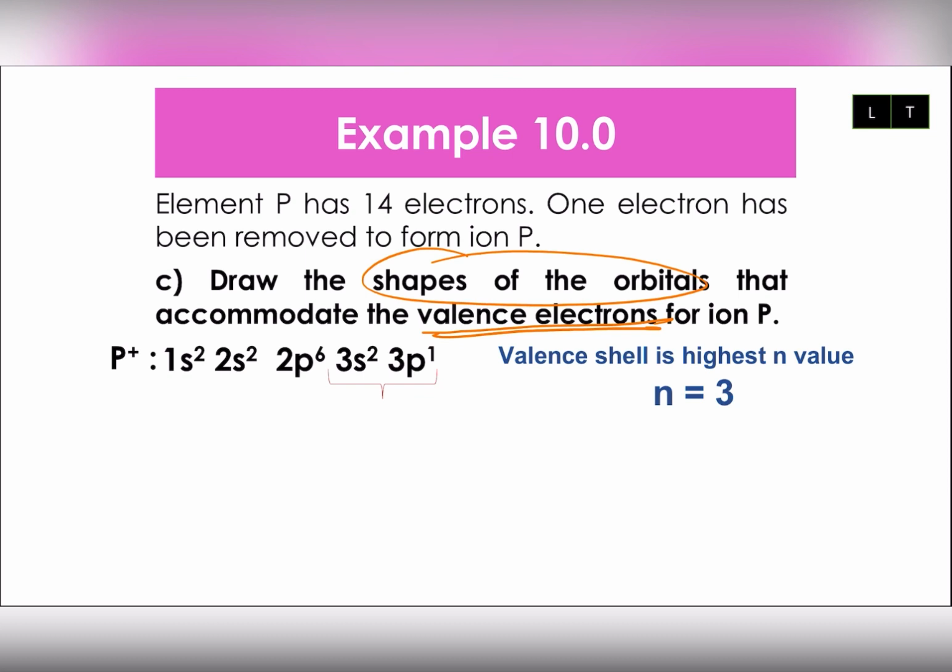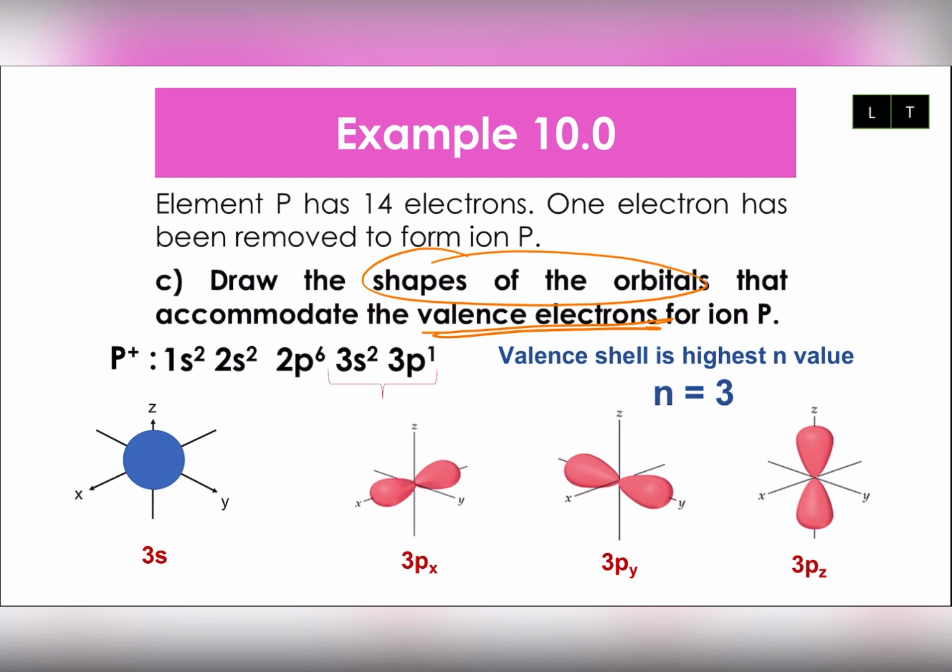So what shapes of orbital do you have to draw? You are going to draw two shapes of orbital: one is 3s and one is 3p. I'm going to draw 3s as this one, spherical. Don't forget to label your axes, x, y, z, and also shade your orbital. Next, for 3p, we have three different orientations for the p orbital: 3px, 3py, and 3pz. And I'm going to draw all three of them together.